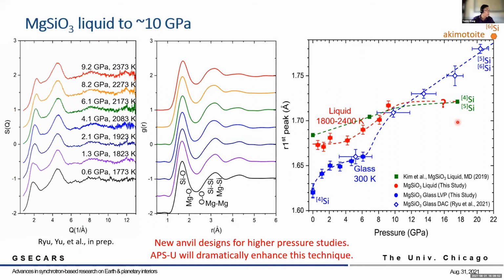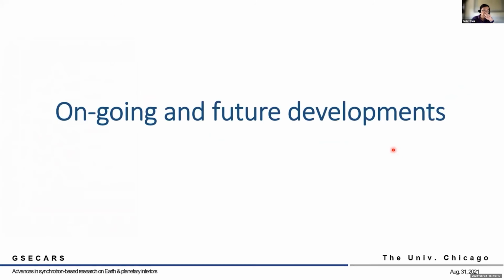And currently, we are designing new anvils to try to push the system to higher pressures. And this particular technique will probably benefit most in large volume press after APS-U. Then we can increase the intensity and decrease the beam size to obtain more accurate structure data in shorter time. So now I will talk about a few directions currently being developed.